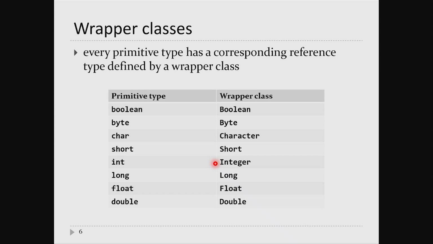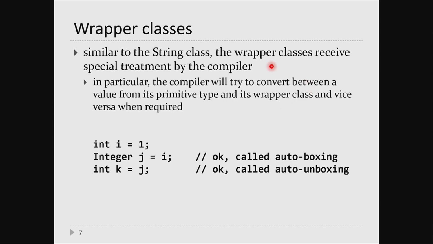And so what these wrapper classes let you do is that the compiler will treat them specially. Whenever you want to convert between the primitive type and the wrapper class type, the compiler will try to do it automatically for you. So for example, I can have int i equals 1. So i is an int, a primitive type variable. I can then create an instance of its wrapper class, so big I Integer j equals i, so that's fine.